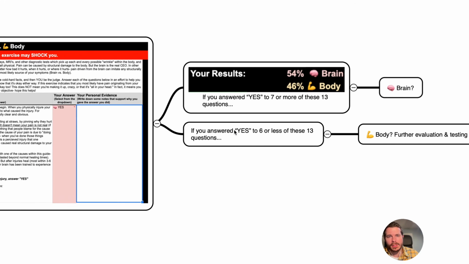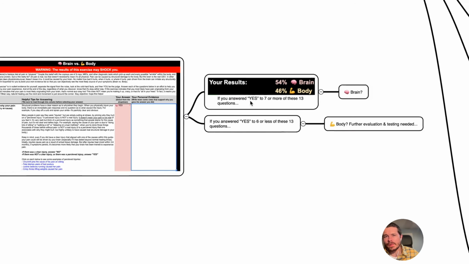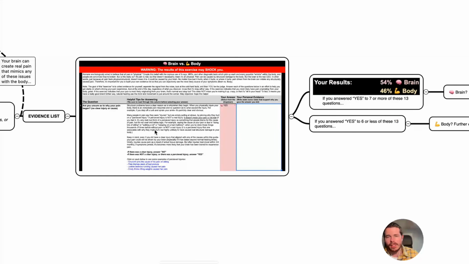I'm going to pull this up here in a second, and we're actually going to go through it together. Take notes. If you answer yes to 7 or more of the 13 questions I'm about to show you, then the probability is such that your brain is most likely causing your symptoms. If you answer yes to 6 or less of these 13 questions, then it's possible that there is an issue with the body, but you just need further evaluation and testing. I'm going to tell you in a minute how, if you're interested in my help, you can do that. But first, let's go through the questions step by step so you can determine: are your symptoms of the body or are they of the brain?